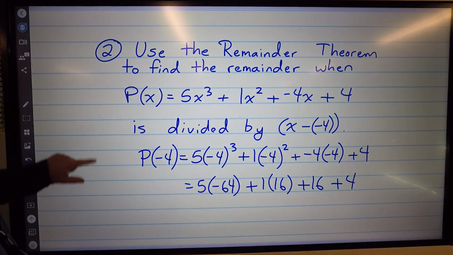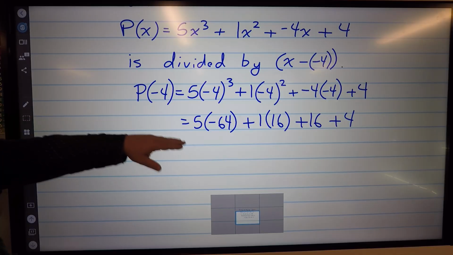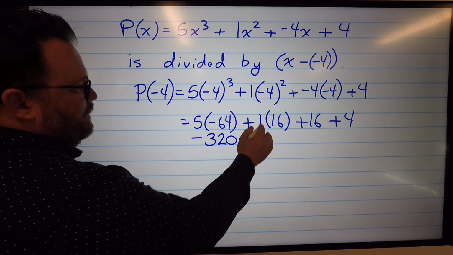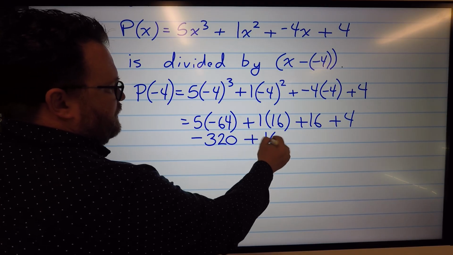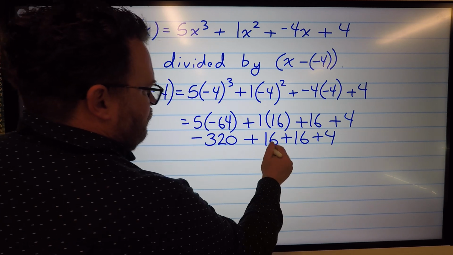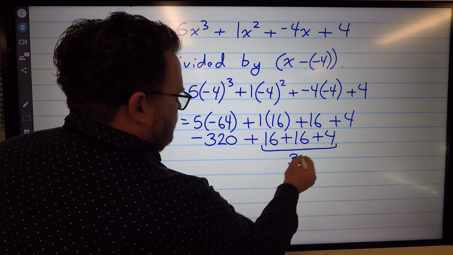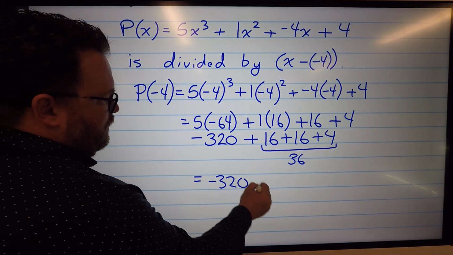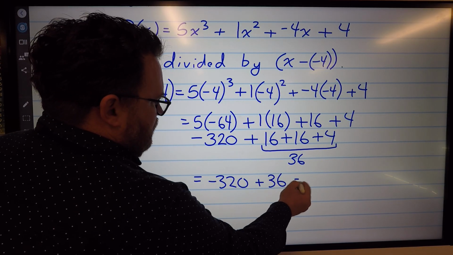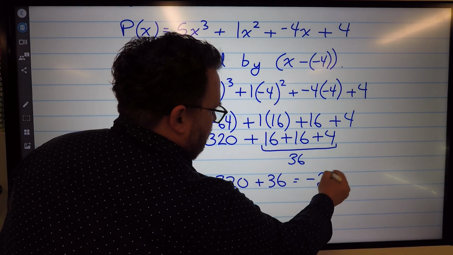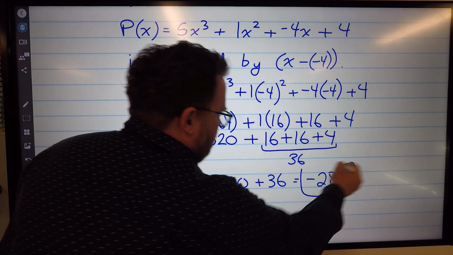Okay, so 5 times negative 64 is negative 320. And 1 times 16 is 16, so we have plus 16 plus 4. So these three add to 36. So we have negative 320 plus 36. So it's going to be negative 284 is going to be our remainder in this particular case.